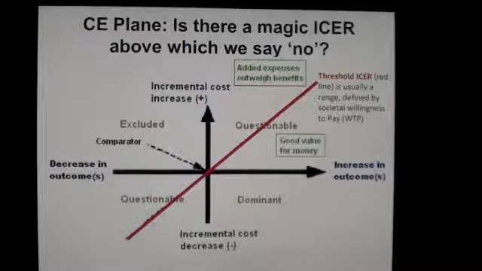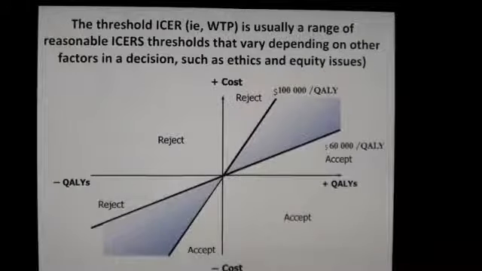So the added costs are not representative of a good value for money. And below that ICER, if a new option comes in below that ICER, it represents generally good value for money. However, in reality, that line is not a crisp line. It's actually quite a gray area that oscillates. And in Canada and in Ontario, we often talk about an ICER of $50,000 or $60,000 per quality adjusted life year, just as a benchmark to get the discussion going.